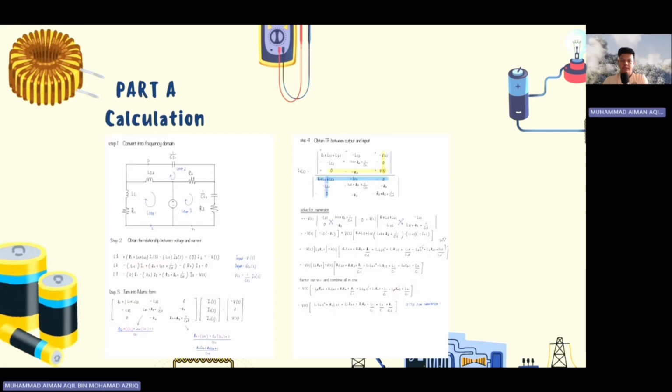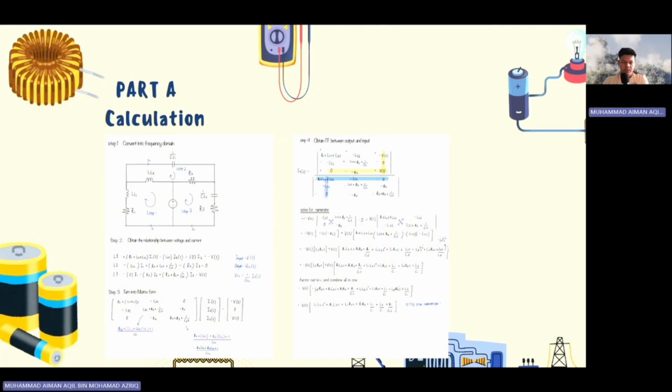Okay, so next for the part A calculation. As you can see, for this mathematical modeling section, the first step we took was converting the circuits into the frequency domain. So we changed the inductor values to Ls and the capacitor values to the fraction 1 over Cs. In step 2, we apply Kirchhoff's voltage law using mesh analysis to obtain the voltage and current equation for all three loops in the circuit.